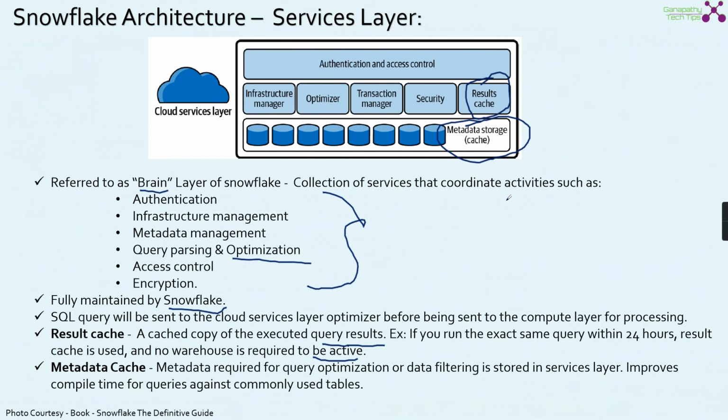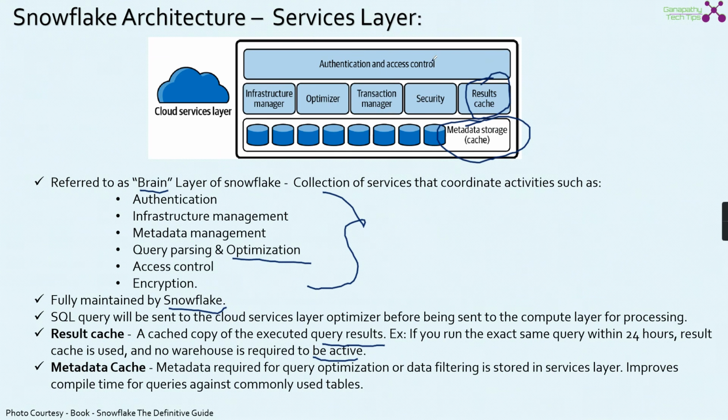Meaning, say I have a table with 10 rows, and I run select star from table name on that specific table. At the initial time, it will go to the virtual warehouse, take the data, and come back. Within the same 24 hours, provided there are no changes to the table, if I fire the query again, select star from table name, it will not go to the virtual warehouse layer itself.